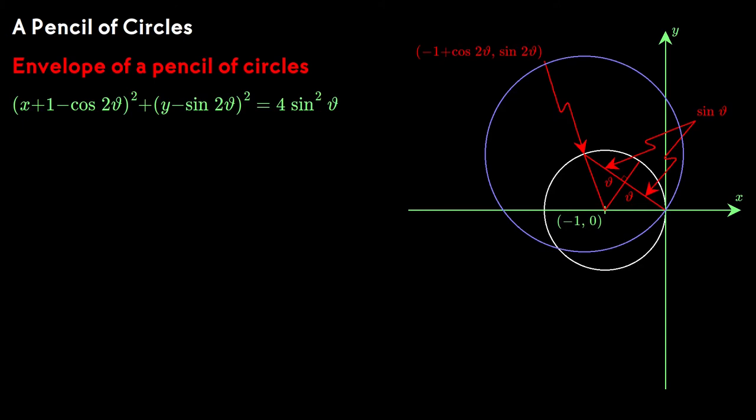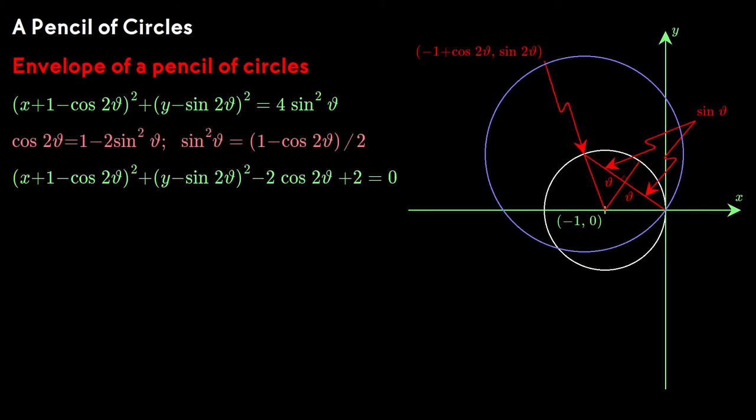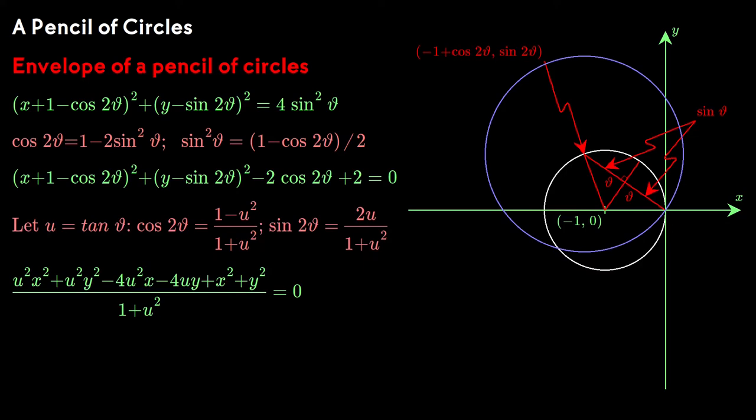Let's begin by getting everything in terms of 2 theta. A double angle substitution does the job. I'd also like to work with polynomials rather than trig functions. We can do this by making the Weierstrass substitution u equals tan theta. I discussed Weierstrass substitution in an earlier video, and there should be a link somewhere nearby. Once we grind through all the algebra, we are left with a rational function. We can multiply both sides of the equation by the denominator, and now the pencil is defined as a polynomial with no pesky trig functions. It's still the same set of circles.